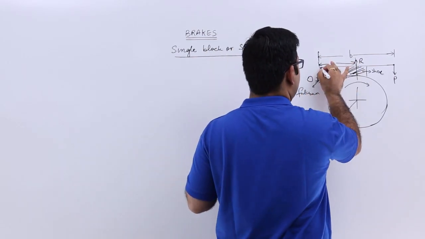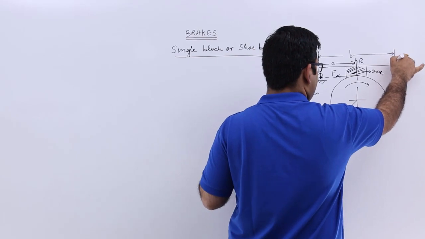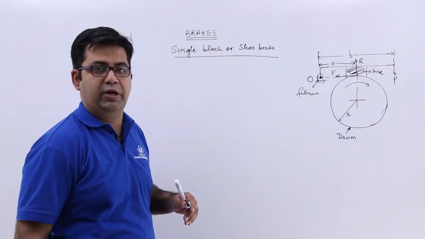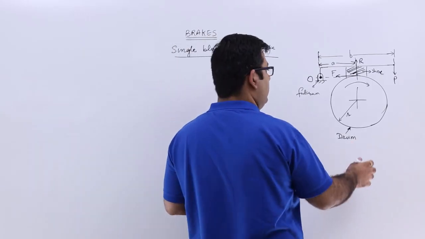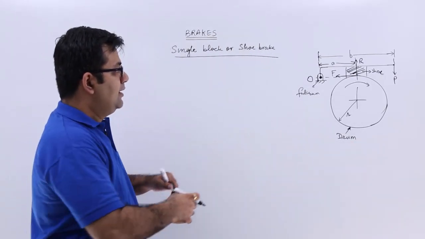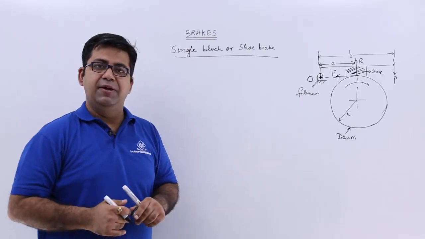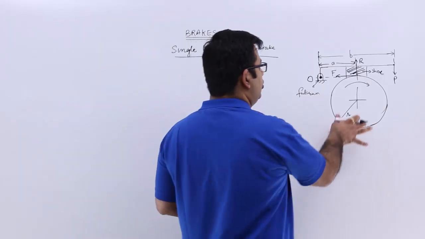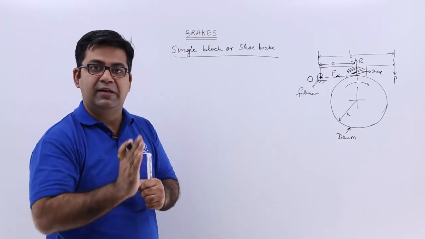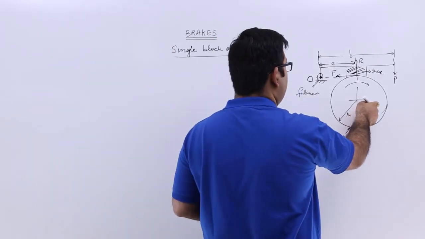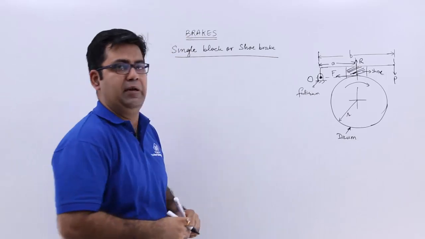and this is the lever at which a force is acting in the downward direction, pressing the shoe against the drum and stopping it. So the length of the lever is b. Because this shoe is pressing against the drum like this, there will be an upward normal reaction from the drum onto the shoe, that is capital R.